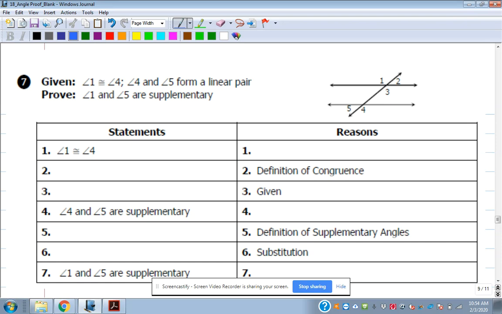So. Angle 1 and angle 4. I hope they give you one of these on EOC. You just try to give it there. That's all they ask. That'd be nice. Number 2. Yeah, definition of congruence just says, okay, if those are congruent, then this is what happens. And then what goes in the statement for number 3?